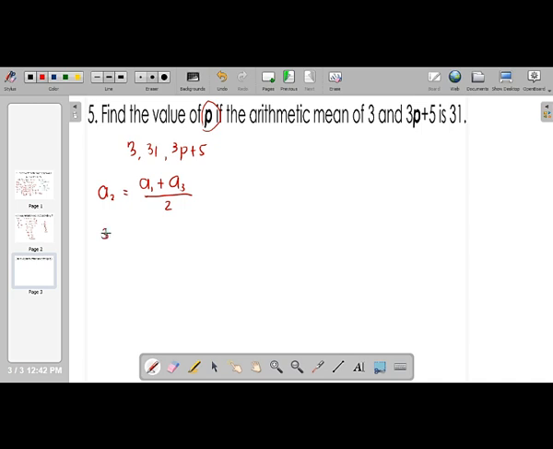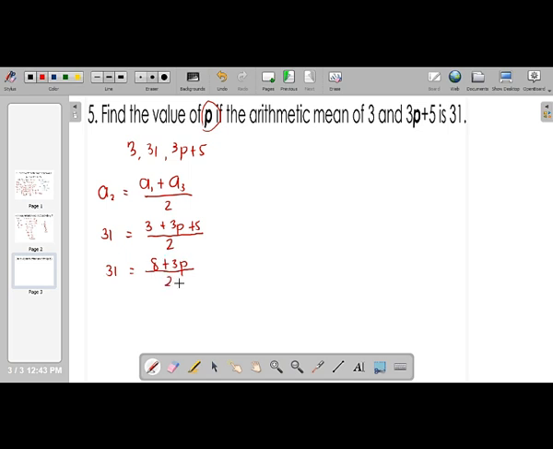Okay, now what is our a sub 2? a sub 2 is 31. That is equal to our a sub 1, which is 3, over the a sub 3, which is 3p plus 5, all over 2. From here, we copy 31, and then that's equal to, we combine similar terms. So 3 and 5, we can add them. 3 plus 5 is equal to 8, plus we copy 3p, all over 2.